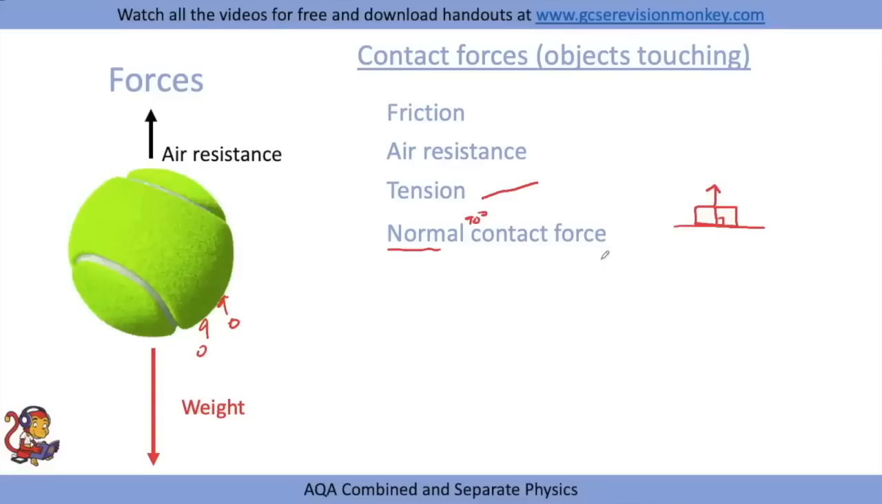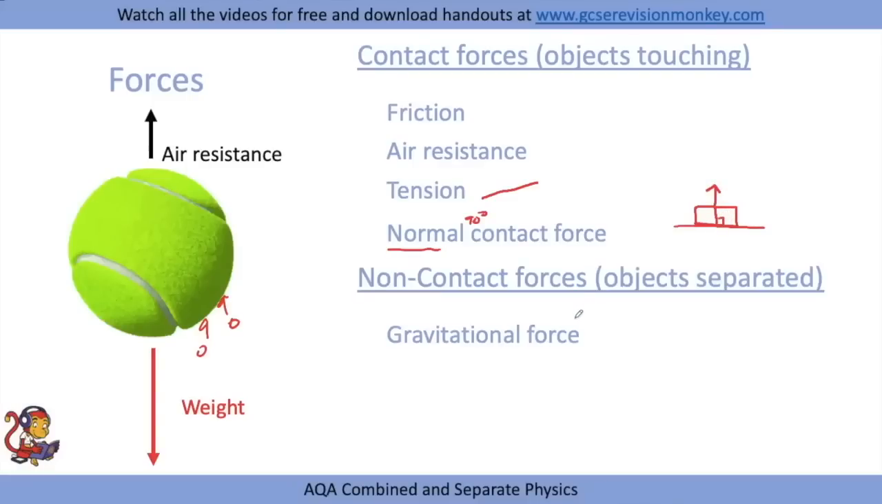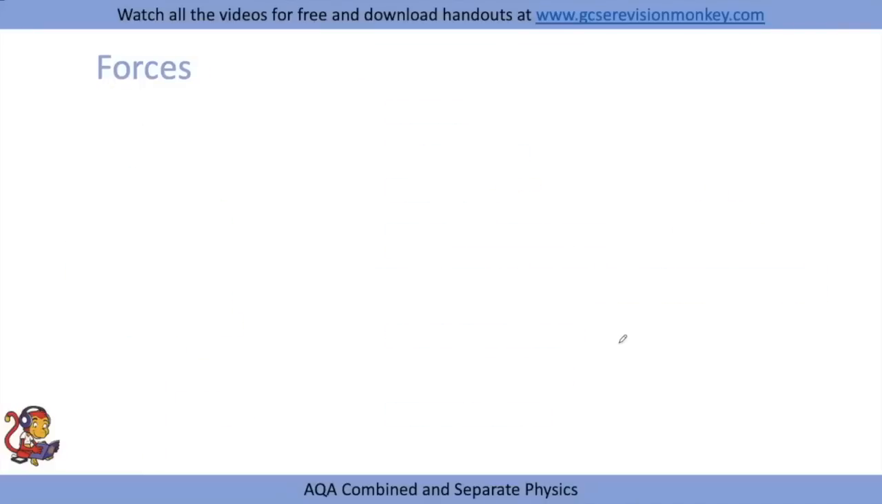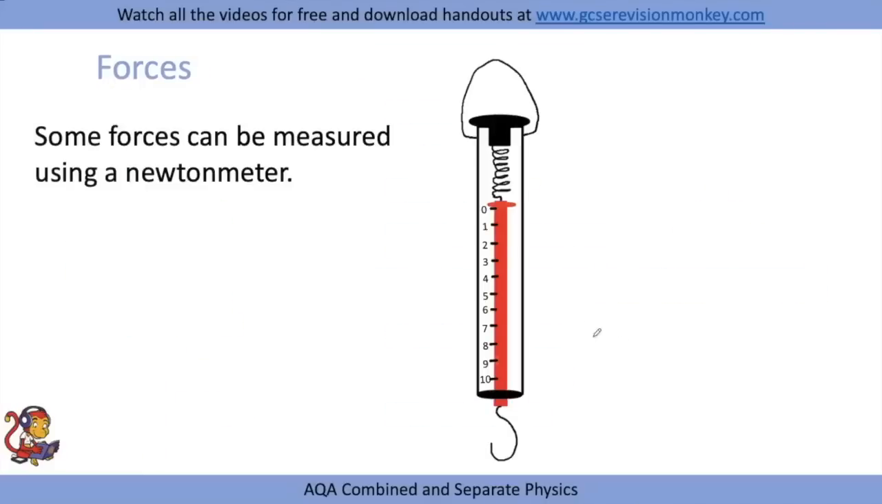Some non-contact forces include gravitational force, electrostatic force, and magnetic force. And in all these cases, the objects are separated and don't have to be touching in order to experience the force. Some forces can be measured using a Newton meter, and forces are measured in newtons.